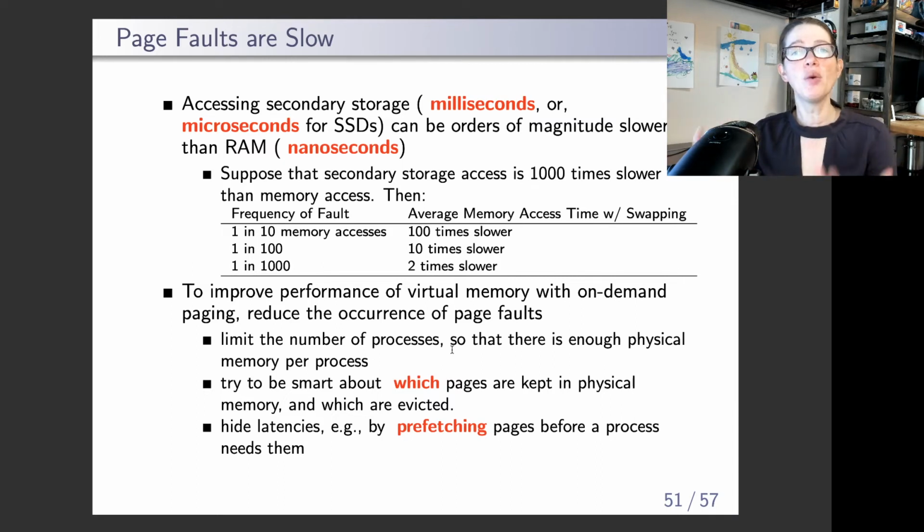Now, there's lots of different ways that you can solve the page faults. One of the ways that you can do that is to just limit the number of processes that are allowed to run so that there will always be enough physical memory for every process. That works. Technically, that works. But that's going to restrict me to like 10 processes. And I don't know about you, but I don't think I could live in that world.